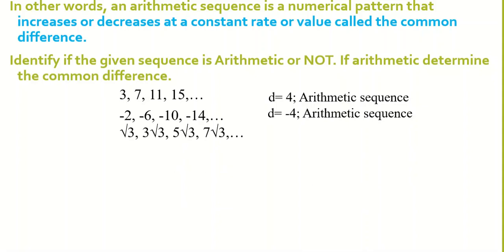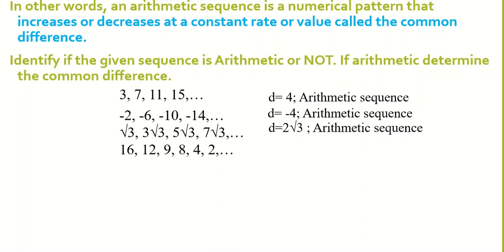Another example is square root of 3, 3 square root of 3, 5 square root of 3, 7 square root of 3, and so on. So try to get the difference. 7 square root of 3 minus 5 square root of 3 is 2 square root of 3. 5 square root of 3 minus 3 square root of 3 is 2 square root of 3 again. And 3 square root of 3 minus square root of 3 is again 2 square root of 3. Therefore, our common difference is 2 square root of 3. That makes it an arithmetic sequence.